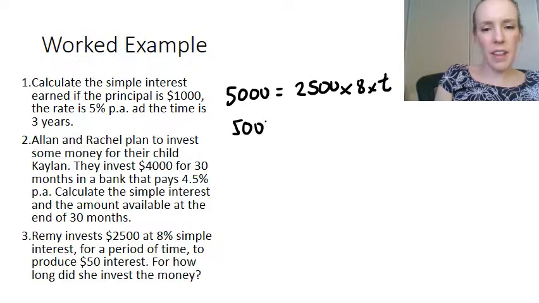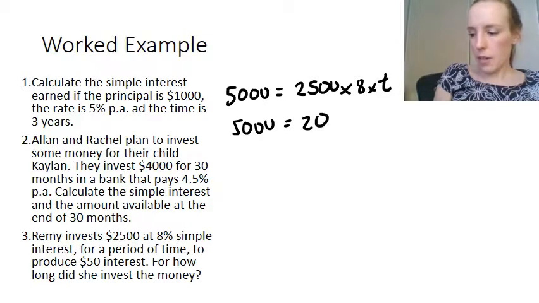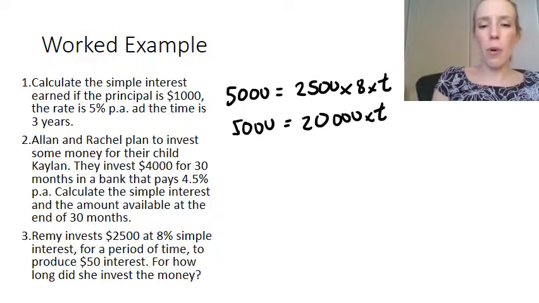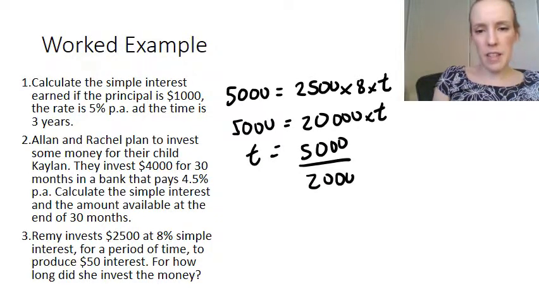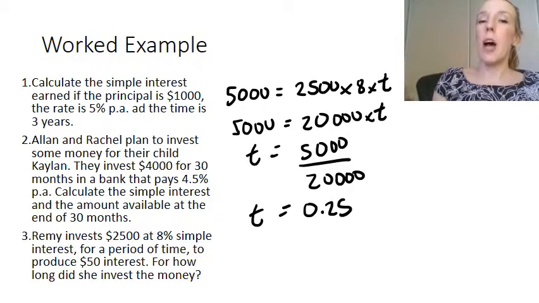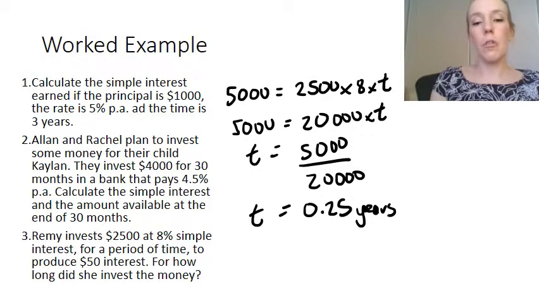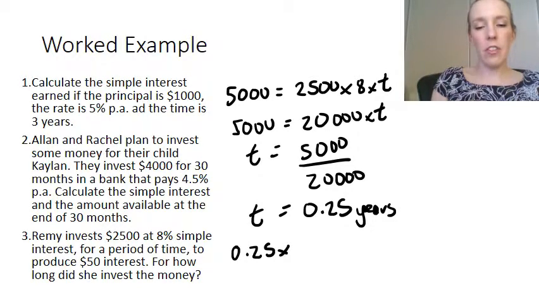So I'm just going to simplify that a little bit. So that's 20,000 times T. I want to find what T is, so I've got to divide both sides by that 20,000 there. So T will be equal to 5,000 divided by 20,000. So T is equal to 0.25. So remember, time is in years, so it's 0.25 years. I'm going to convert that into months because 0.25 years is a bit clunky. So obviously to do that, you do 0.25 times 12, and that will give you 3.